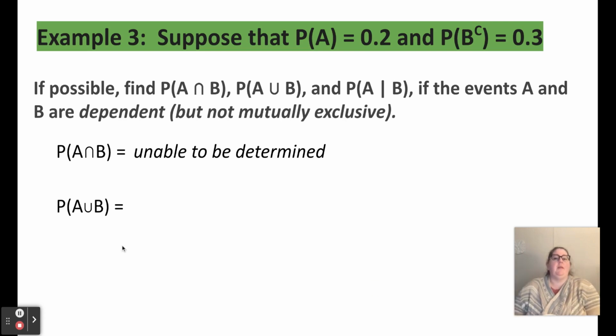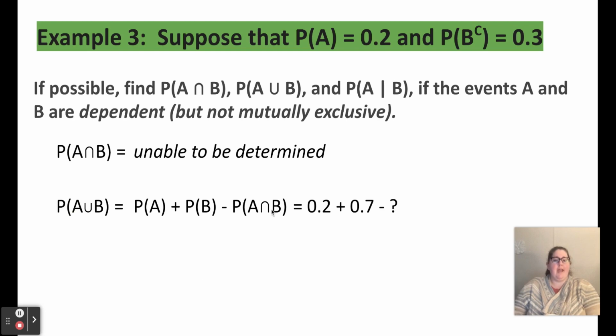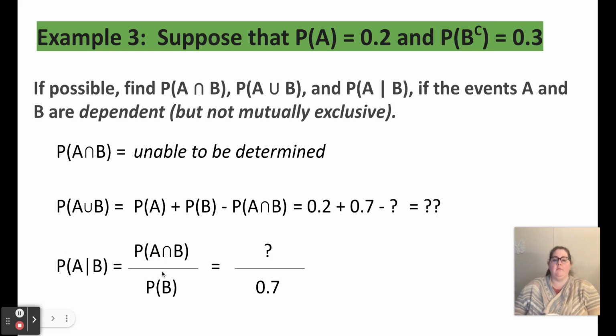Which means for probability of A or B, same formula, but I don't know that third piece. I don't know the and because it was unable to be determined. So I'm stuck. I don't know. Probability of A given B, still same formula, but I don't know this top part. So question mark divided by 0.7, I don't know. So if you're not given any information about how A and B affect each other, I can't really do much. I can't find the and, which means I can't find the or, which means I can't find the given. I'm stuck if I don't have more information about how they affect each other, or if I'm not given that probability of B given A that I would need to find the and probability up here.